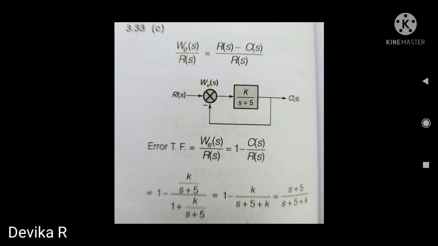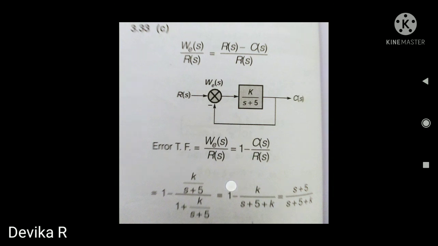Okay, error transfer function equals 1 minus c of s by r of s. We find c of s by r of s, which is the transfer function, g of s divided by 1 plus g of s h of s. Then 1 minus the transfer function is called the error transfer function. Okay, just remember that it is a little bit different question from the others.